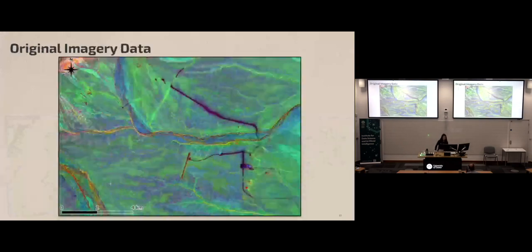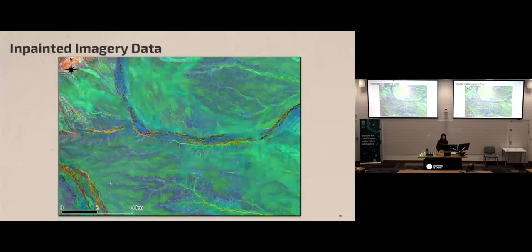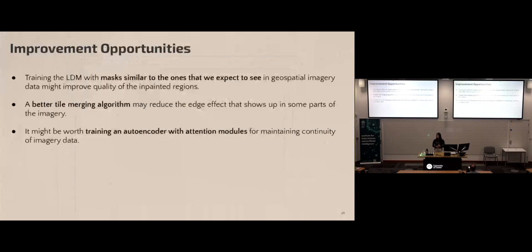So here is the Northern Flinders Range, maybe a zoomed-in version, with surface artifacts, the original imagery. And then here is the masked region, the artifacts that were specified and masked. And then here we have the inpainted imagery after conducting inpainting. So there's definitely room for improvement.